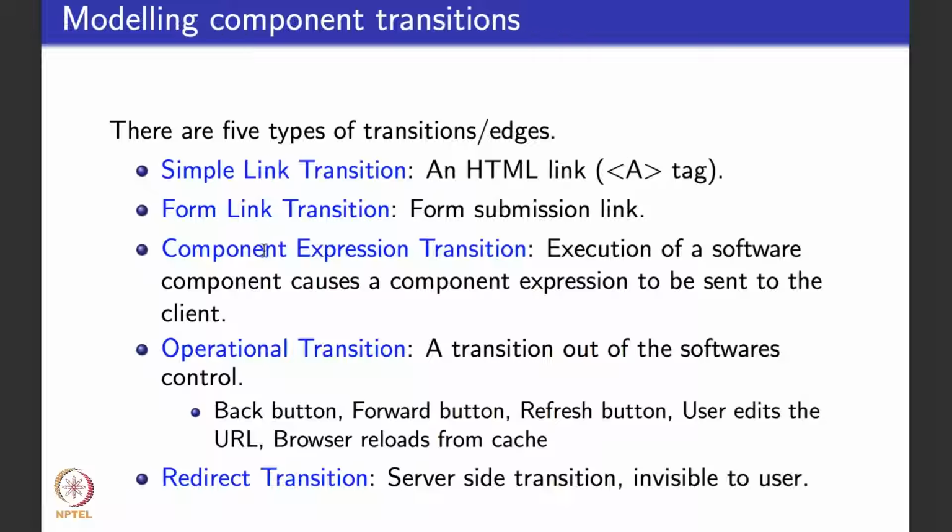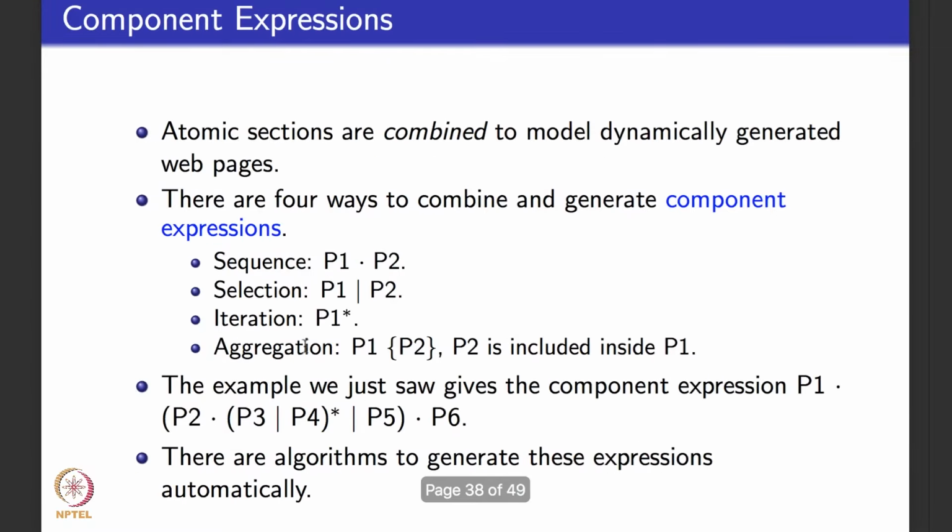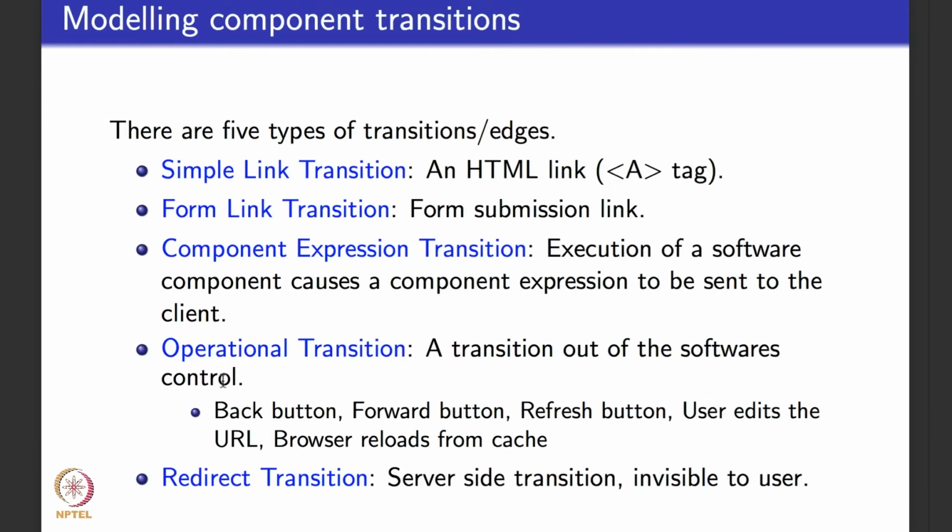The third kind of link could be a component expression transition, which is a particular execution of a particular software component that causes one whole expression to be sent to the client, an expression like the one that we saw earlier. The fourth could be an operational transition.